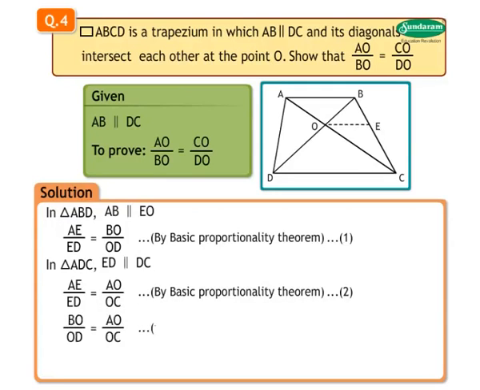From statements 1 and 2, we get BO upon OD is equal to AO upon OC, as both are equal to AE upon ED. By rearranging, we get AO upon BO is equal to CO upon DO.